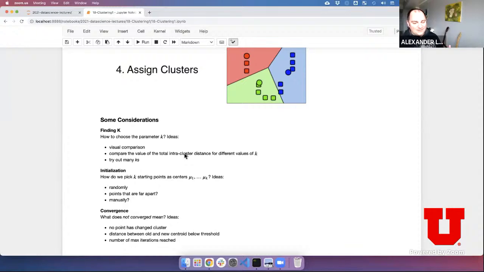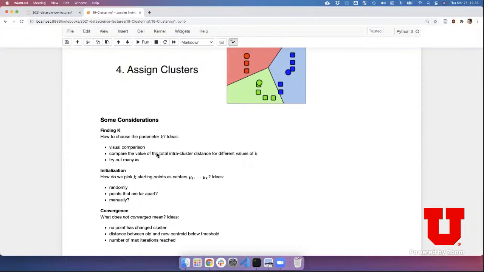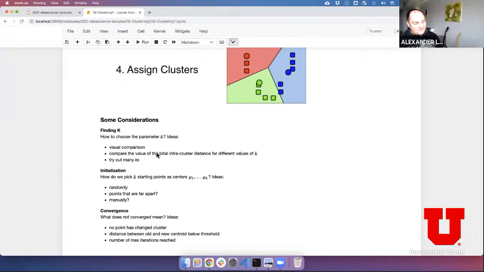But I'll talk later about why absolutely minimizing this is a bad idea, because what is the minimal value? If I have n items in my data set, at which point would the total intercluster distance be the lowest? Just as many clusters as there are points. Exactly. If I have as many clusters as there are points, then I simply have an absolute minimal intercluster distance of 0. And so we have to look in a little more detail at what is a good intercluster distance. I'll talk about this later.